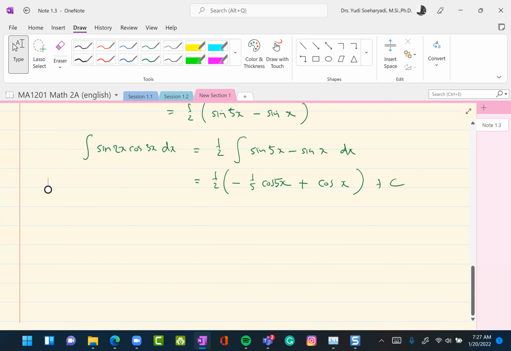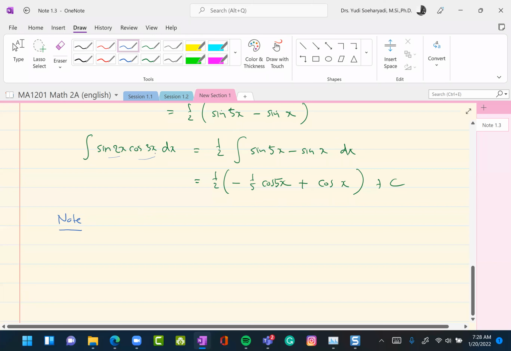All right, and just one note here. This term sine 2x, cosine 3x, whatever, represents waves with frequency here, frequency 2, this is frequency 3, right? So sine mx or cosine kx, both are sinusoidal with frequency m or k.